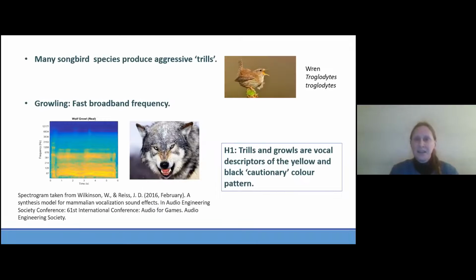And certainly nightingales are not the only animals to use trills. This is a wren, for example, they trill. And also growling in mammals is another broadband frequency. This spectrogram at the bottom here looks like a solid block, but actually if you stretch it out, it would look very much like a broadband trill. So the next hypothesis is that trills and growls are descriptors of the yellow and black cautionary pattern.